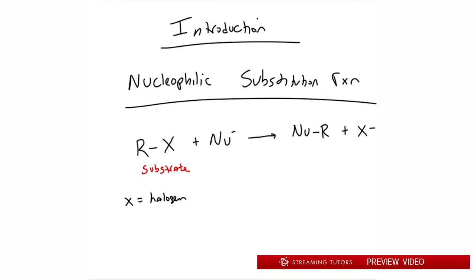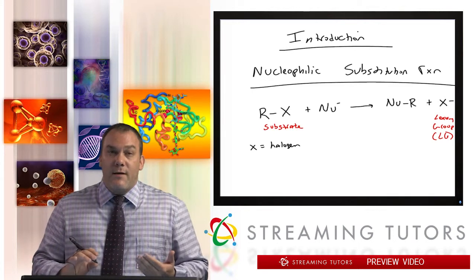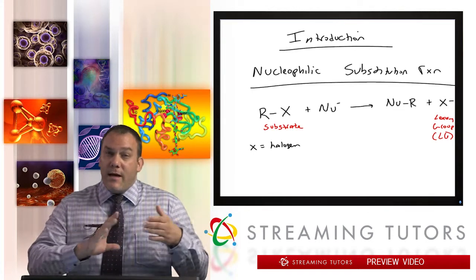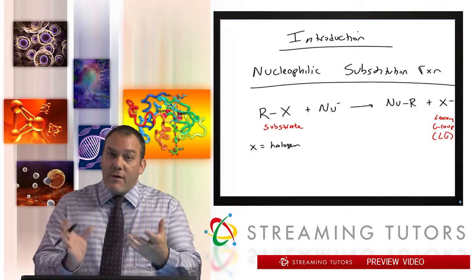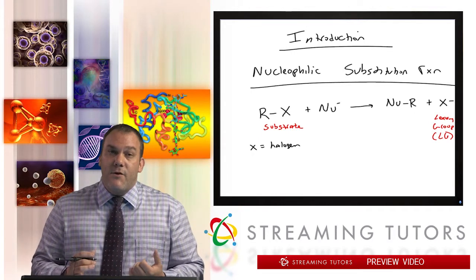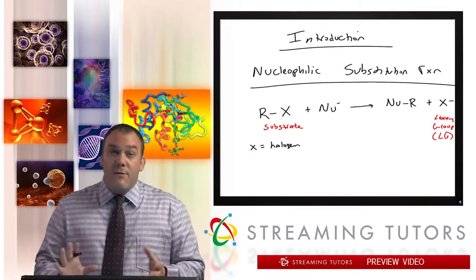Now at the end, notice that there's this halogen. This is called a leaving group, or Lg. The leaving group is the one that leaves the substrate. So the halogen is going to leave the substrate, and the nucleophile is going to come into that substrate. These are the terms that we need to be familiar with.